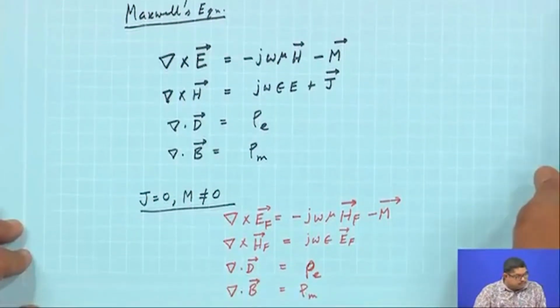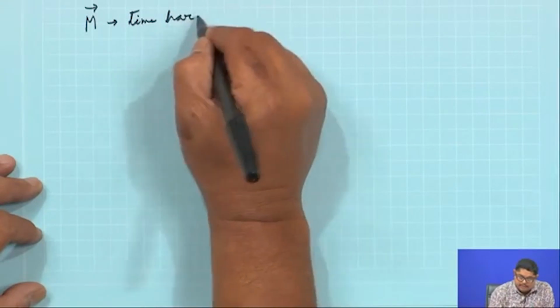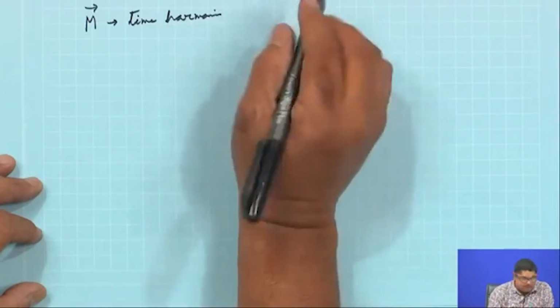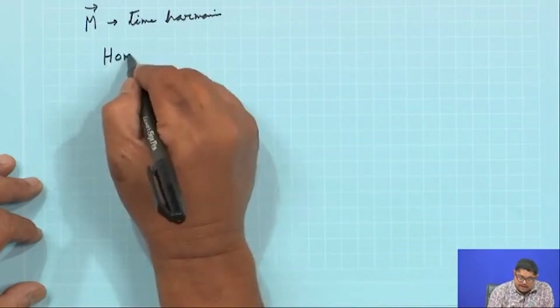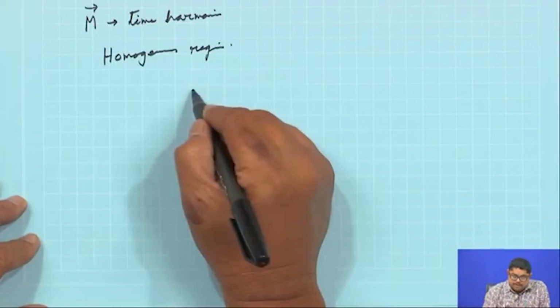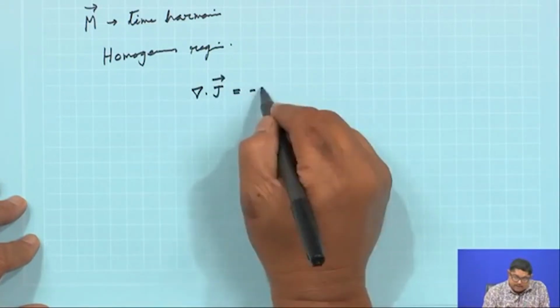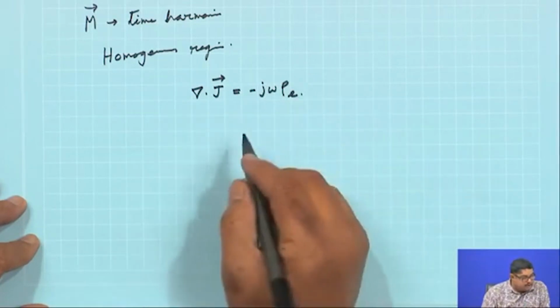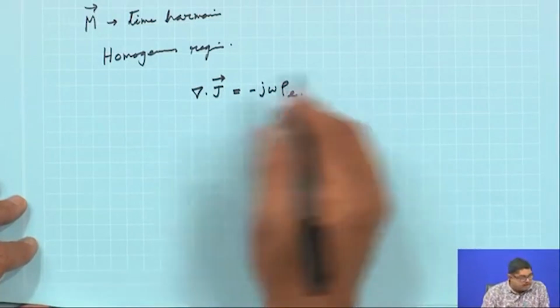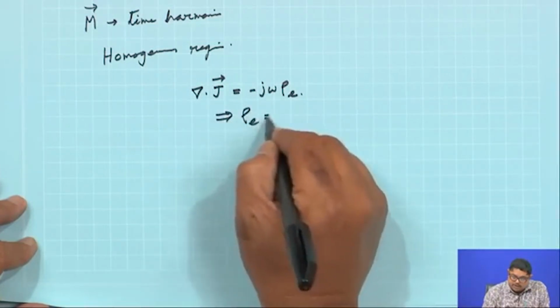Now, I give the qualifications of M: that M is a time harmonic magnetic current, and also the whole region is a homogeneous region. So, now the continuity equation holds. I first invoke the continuity equation. So, I write del dot J is minus j omega rho E. Now J is 0, so del dot J is 0, which implies that rho E is 0.